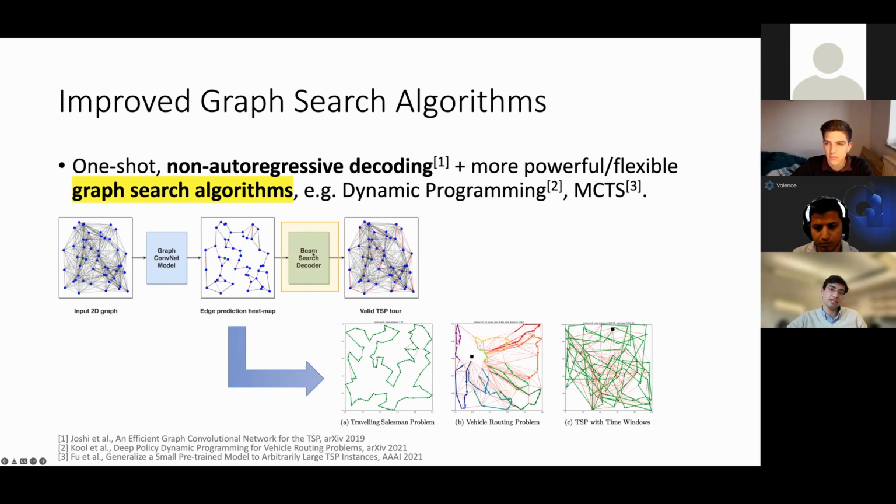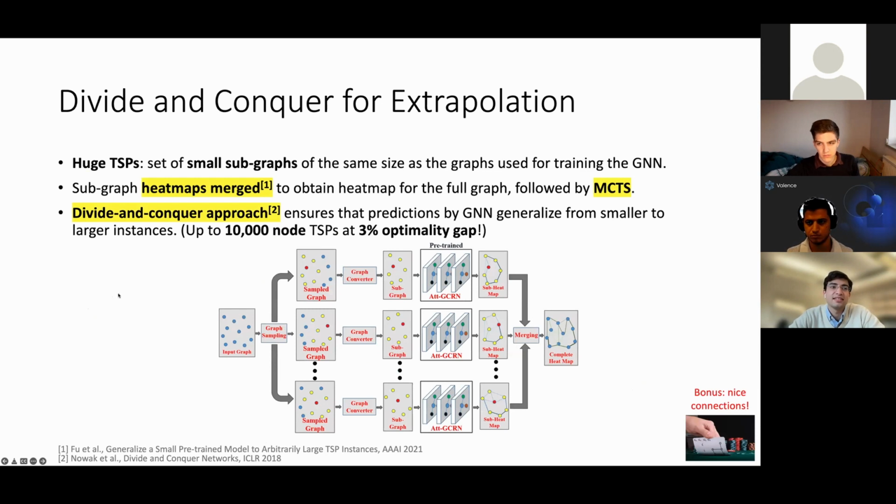Beam search or greedy search is probably the simplest thing that you can do. But recently there have been works trying to apply dynamic programming as well as Monte Carlo tree search to the same framework. You just swap out the search component with something more powerful, something more flexible. And this seems to significantly help you generalize to larger graphs. A great example of this is the work of Fu et al. at AAAI, which was basically using Monte Carlo tree search, but with a very special approach.